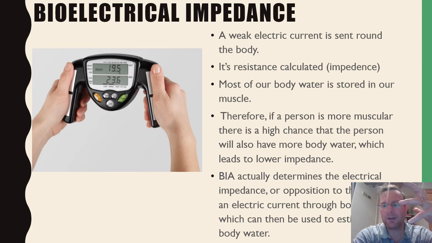If you're very muscular, you have a relatively high water content in your muscles, so that impulse is going to travel around you more quickly. You have less impedance to that electrical impulse. So if you add in your weight, your height, and other details such as your age, it makes a prediction of your body fat percentage based on how quick that impulse is traveling around your body, i.e. how little resistance there is to its flow.